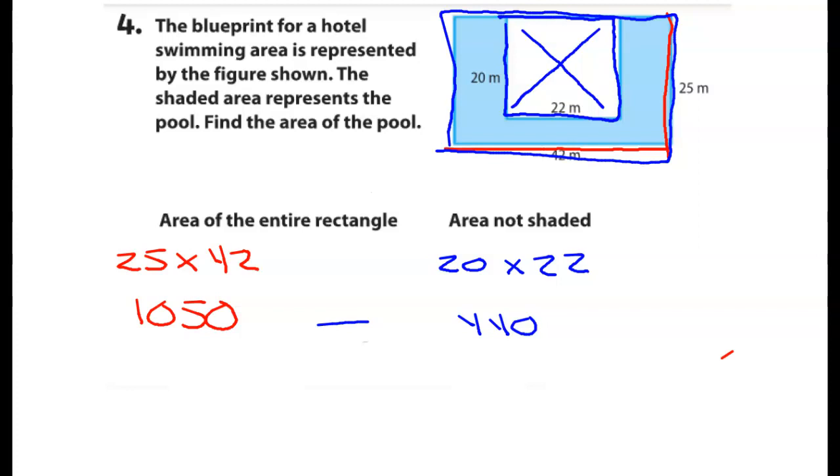So we're just going to subtract that, and that's going to give me 610, and that's going to be meters, and we're dealing with area, so we're going to square it. So that's it, you guys, for chapter 8-3. Good luck on your homework, okay?